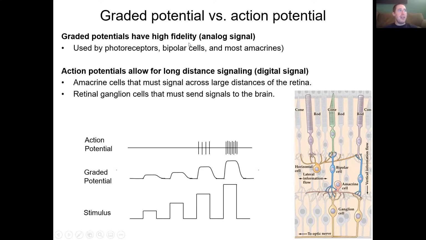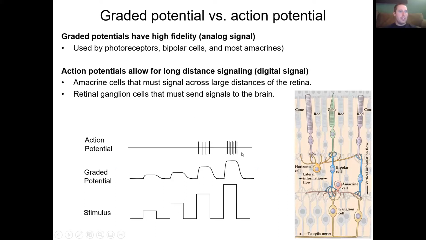So graded potentials have high fidelity, and so they're used by most of the retina. They're used by the photoreceptors, everything out here, the bipolar cells, and most of the amacrine cells. But there's a reason for action potentials, and that's because action potentials allow for long distance signaling. So once you convert that graded potential to a digital signal, to a spike, you can send that a long ways and not lose that information.